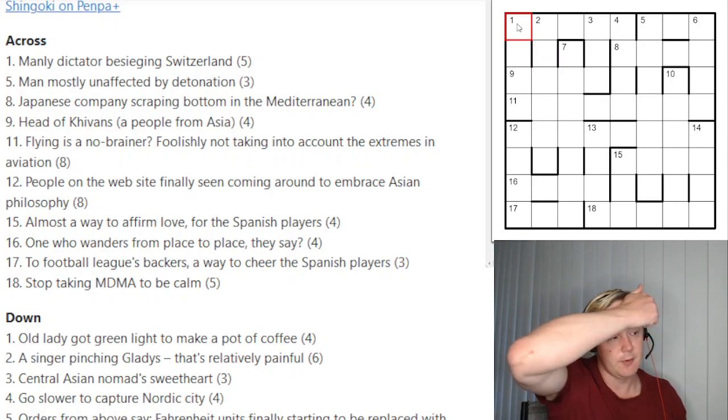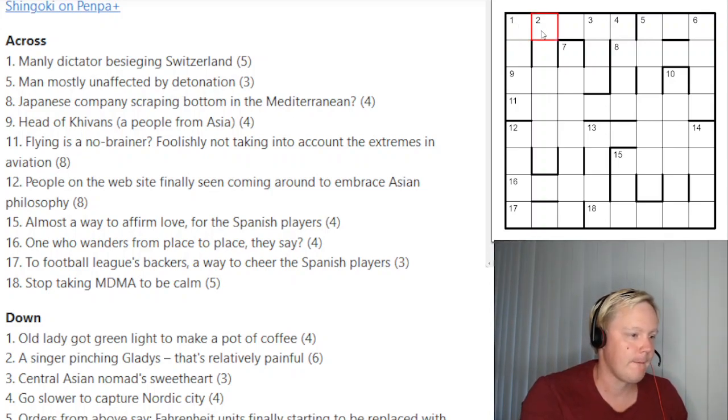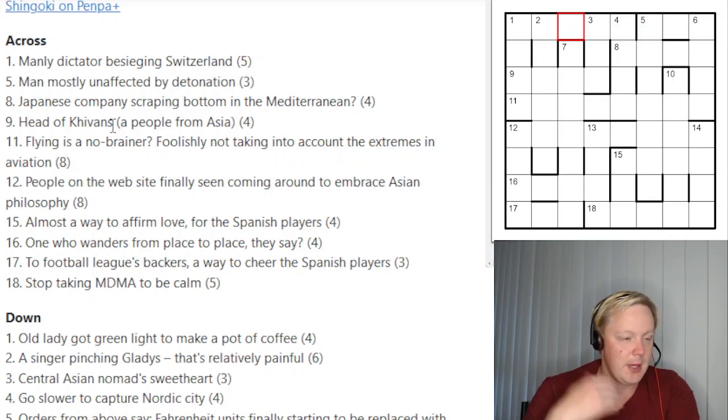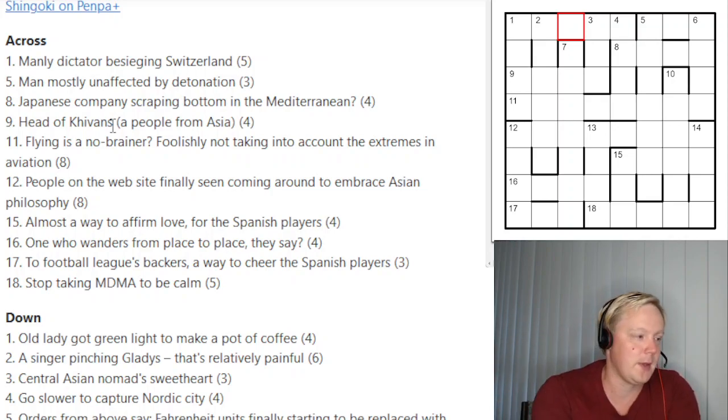So these are cryptic clues. We've done this before. So let's start at the top again. So this one across here: Manly dictator besieging Switzerland. Now, if you think about what words here can indicate something. Well, dictator is sometimes used as indicating a homophone, because not the dictator as in a ruler, but someone who dictates, someone who speaks. It refers to speaking, that dictator says something, dictates something.